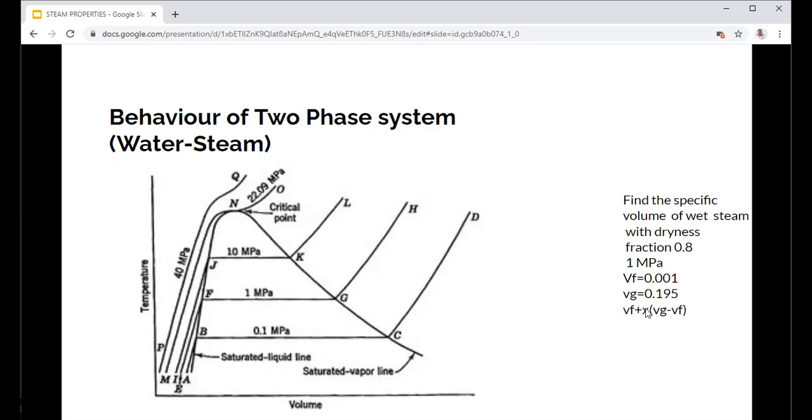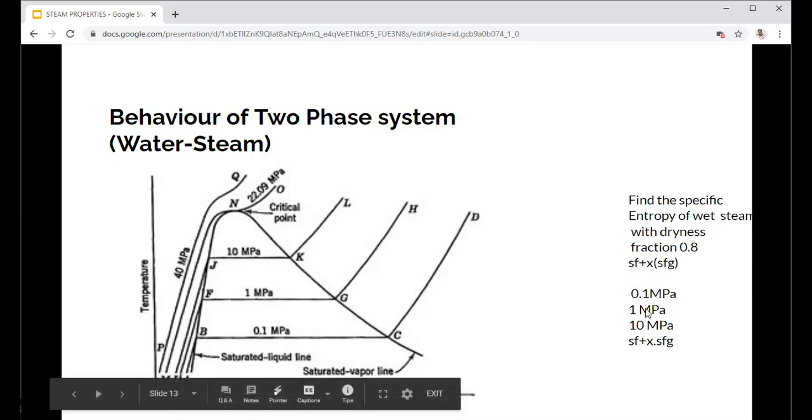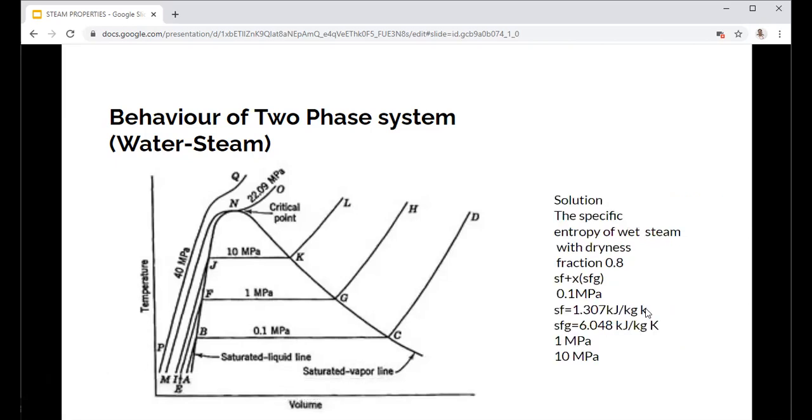Same goes with the specific entropy. Sf plus x Sfg is the expression. So for example, if you take a pressure of 0.1 megapascals, as I had shown you from the steam tables, the value of Sf is 1.307, Sfg is 6.048, and then you need to substitute the values in this expression, Sf plus x Sfg, with the dryness fraction as 0.8, and you will get the corresponding specific entropy.